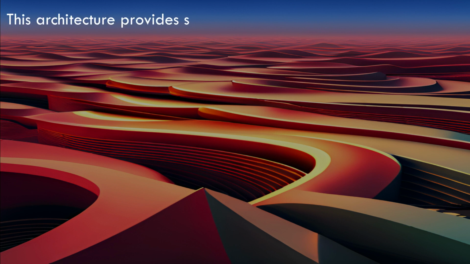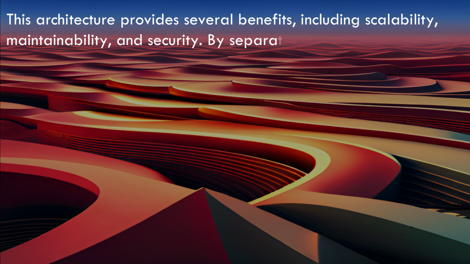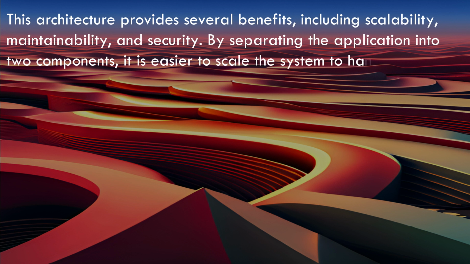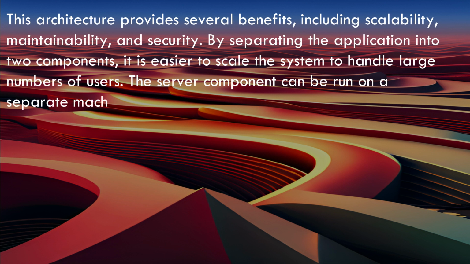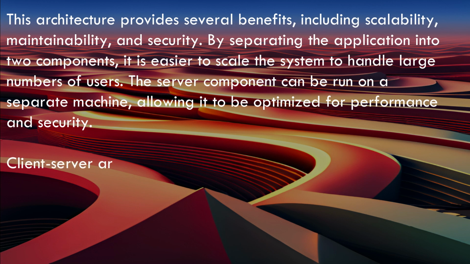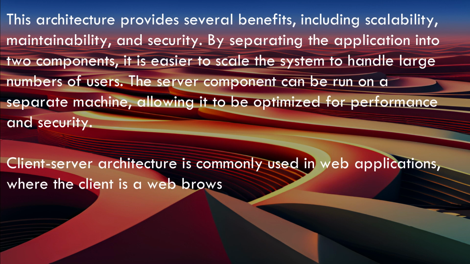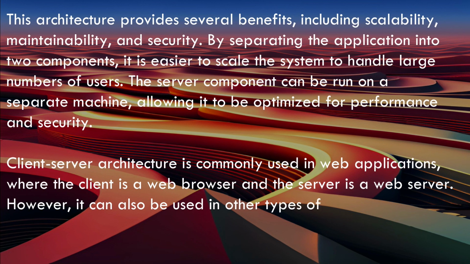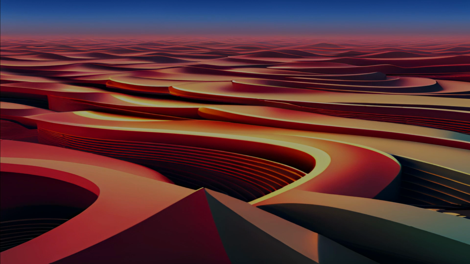This architecture provides several benefits, including scalability, maintainability, and security. By separating the application into two components, it is easier to scale the system to handle large numbers of users. The server component can be run on a separate machine, allowing it to be optimized for performance and security. Client-server architecture is commonly used in web applications, where the client is a web browser and the server is a web server. However, it can also be used in other types of applications, such as mobile apps, desktop software, and enterprise systems.